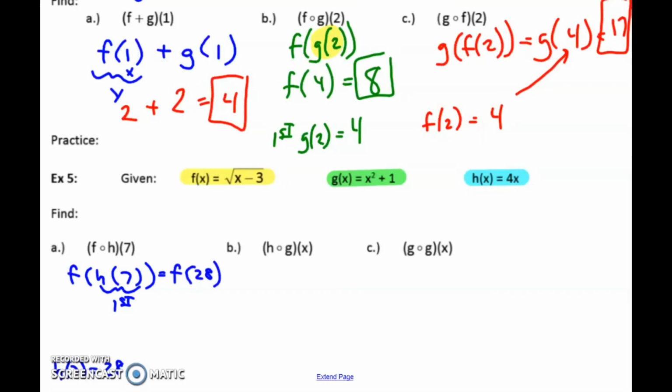And your f function, it's the one highlighted in yellow. If you look up there, it takes input minus 3. So we're going to do this in our head. 28 minus 3 is 25. Then you take the square root of that. Square root of 25 is 5. So f of h of 7 is 5.